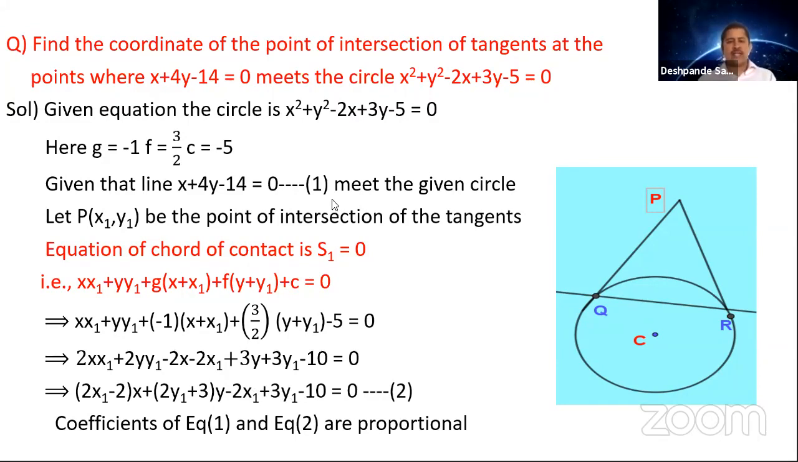Now we are saying that QR is given by the line x plus 4y minus 14 is equal to 0. QR is also a chord of contact and it is given by this line. So it means that there are two chords of contact. You cannot have two chords of contact. So it means that 1 and 2 are representing the same equation, so the coefficients of 1 and 2 are proportional.